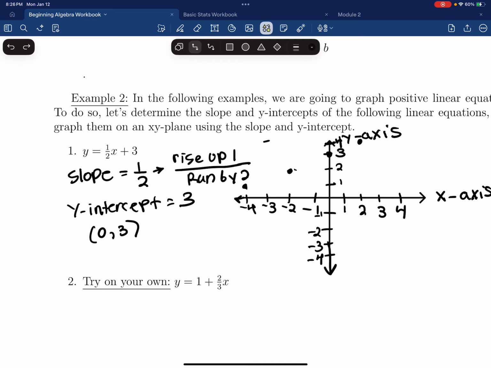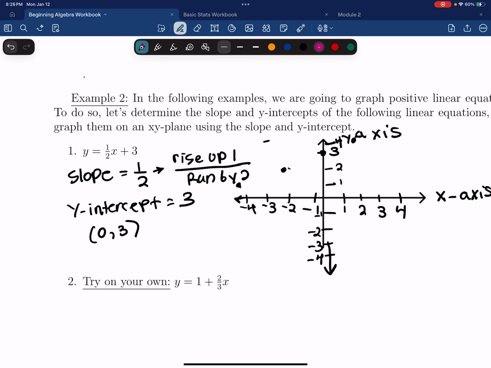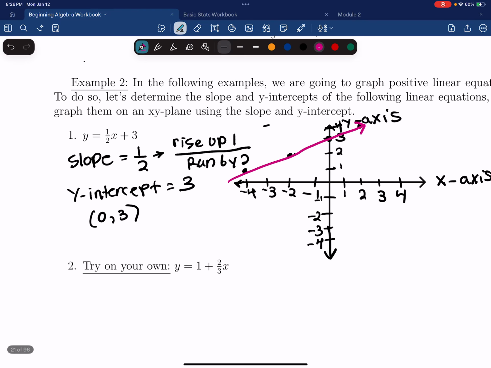Oh, why did that happen? Okay, let's try this. Yay! Let me do a different color. Alrighty. So this is our linear equation. So that's what it looks like. y equals 1/2 x plus 3. That's your linear equation.